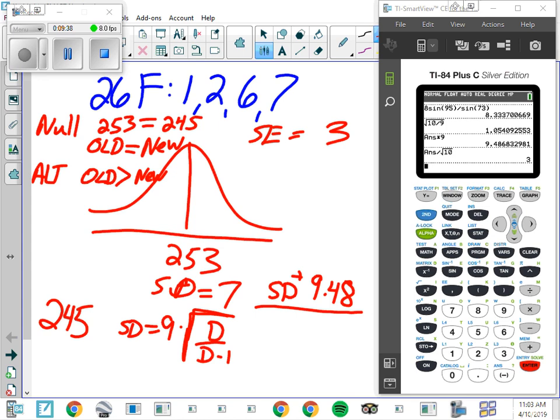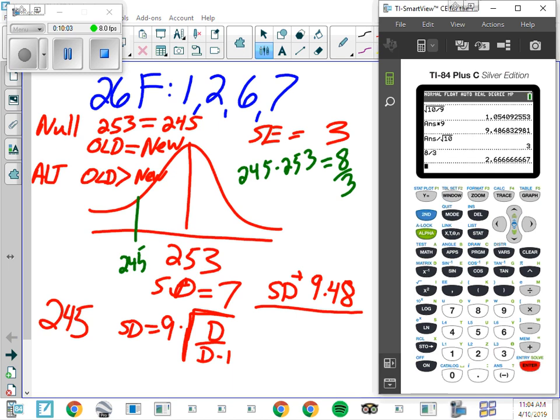Okay, so to do that, we have to find a z-score, but we're going to use the t-table, so it's actually a t-score. So here is 245. So 245 minus 253 is negative 8, and I divide that by 3, and I get negative 2.66. That is my t-score.